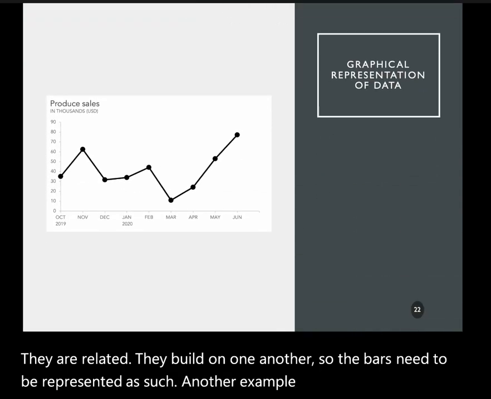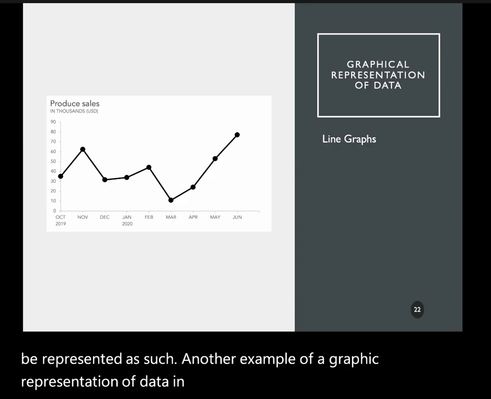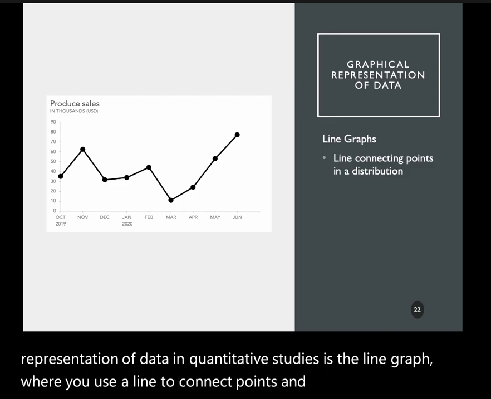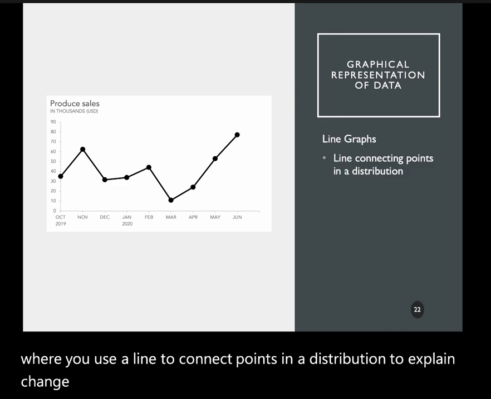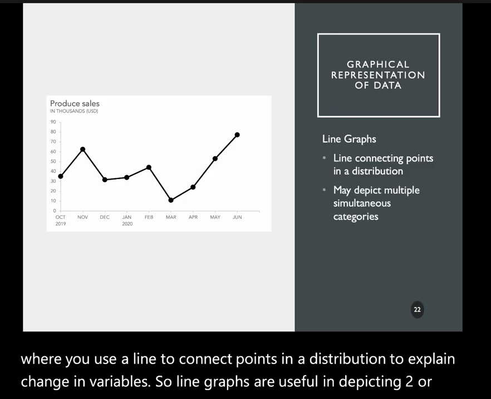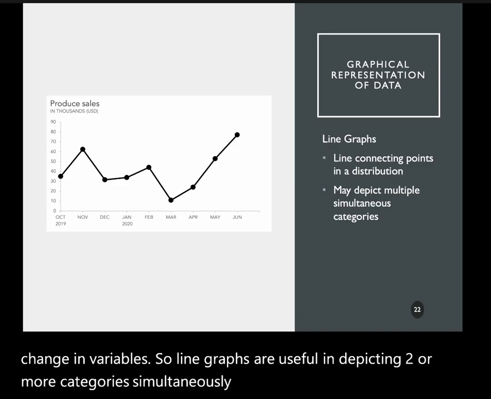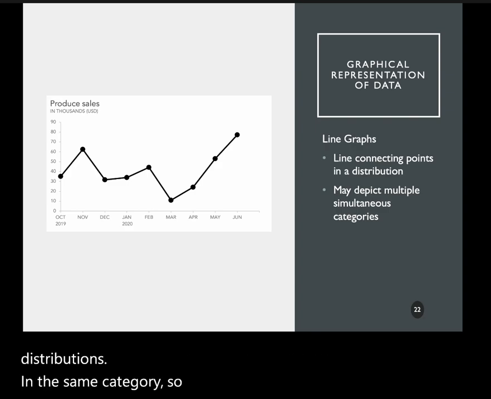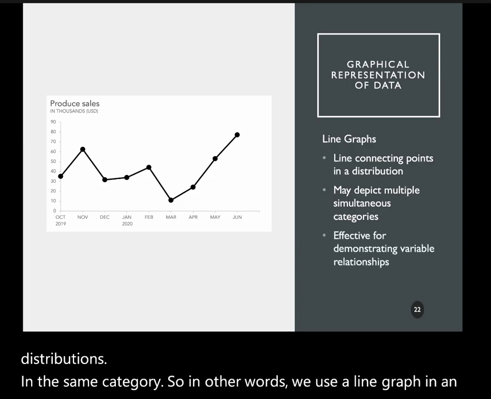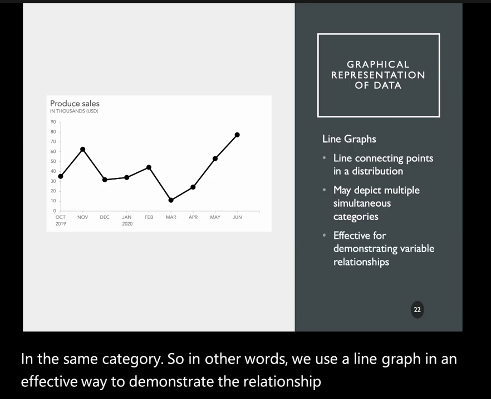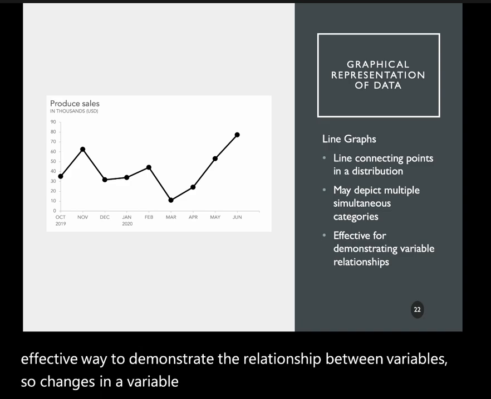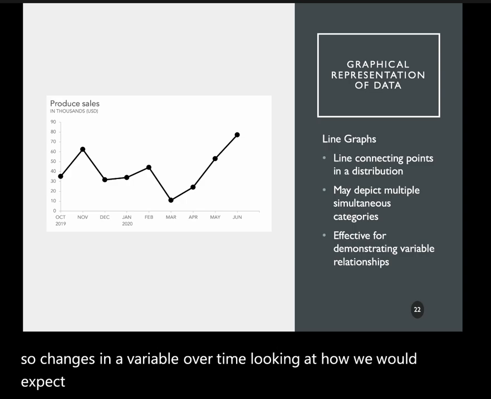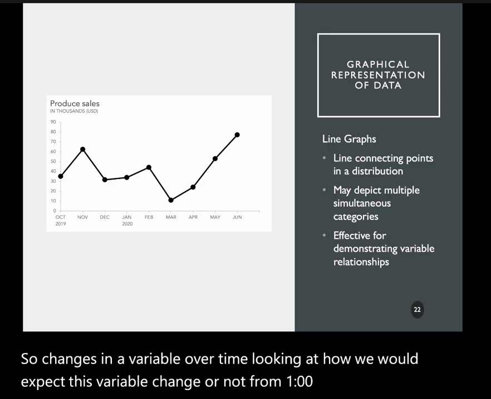Another example of a graphic representation of data in quantitative studies is the line graph, where you use a line to connect points in a distribution to explain change in variables. Line graphs are useful in depicting two or more categories simultaneously, or if there are multiple distributions in the same category. So, in other words, we use a line graph to effectively demonstrate the relationship between variables, such as changes in a variable over time, looking at how we would expect this variable to change or not from one data point of collection to the next.